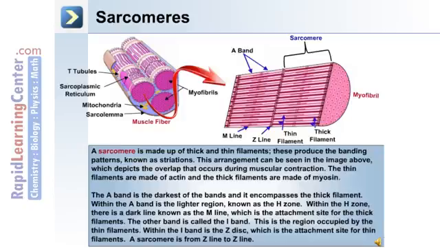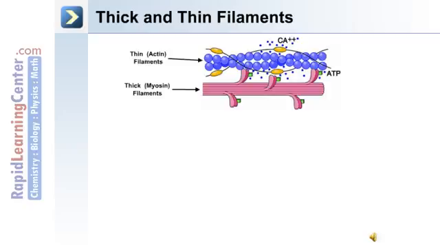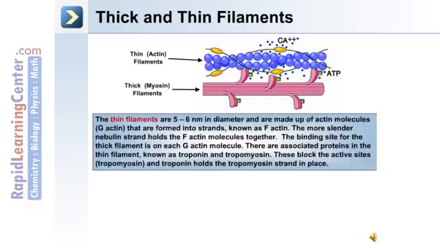This region is occupied by thin filaments. Within the I band is the Z disc, which is the attachment site for the thin filaments. A sarcomere spans from Z line to Z line. Within the sarcomere are the thick and thin filaments. They are depicted in this image. The thin filament is actin, and the thick filament is myosin, and each of these has associated proteins that function during the sliding contraction mechanism.